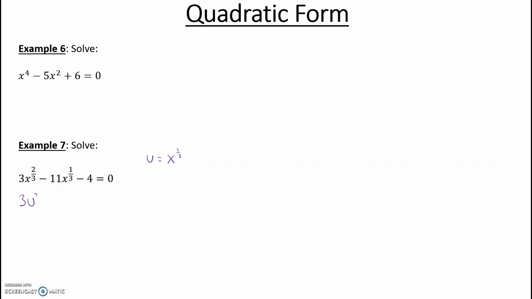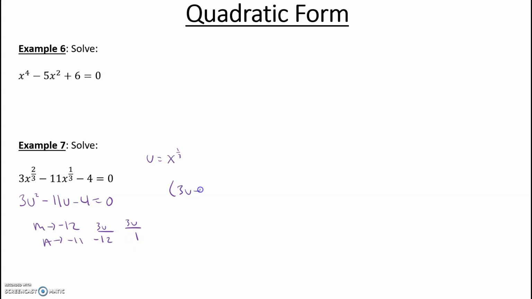So here we'll have 3u squared, right? Because 1/3 times 2 is 2/3. Minus 11, x to the 1/3 is u, minus 4 equals 0. And now you can do your AC method: multiplies to get to negative 12, adds to get to negative 11. So what multiplies to negative 12? Negative 12 and 1 make negative 11. And we're going to put those 3 u's up top.